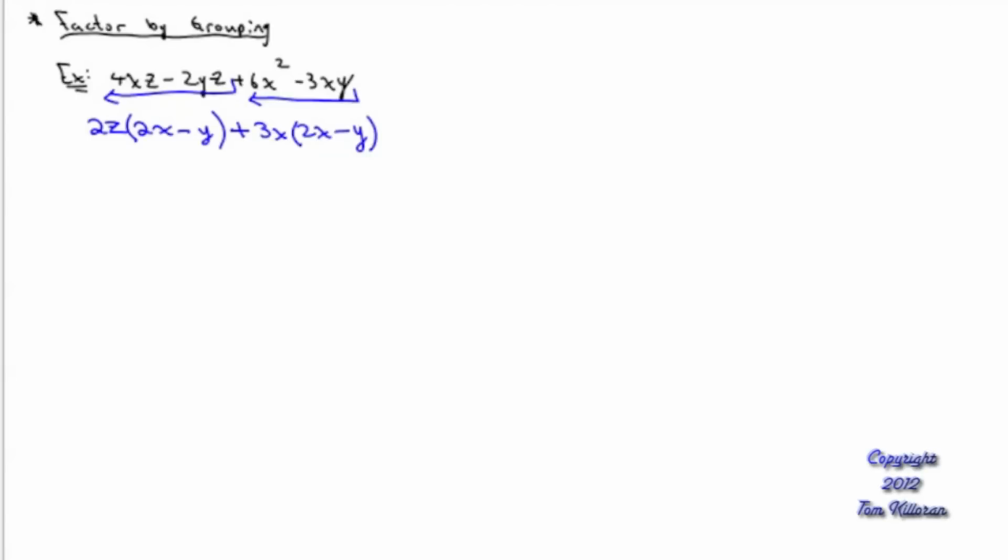We're down to two terms. What do they have in common? 2x minus y. Left behind? 2z plus 3x. And you're done. It's a neat technique.